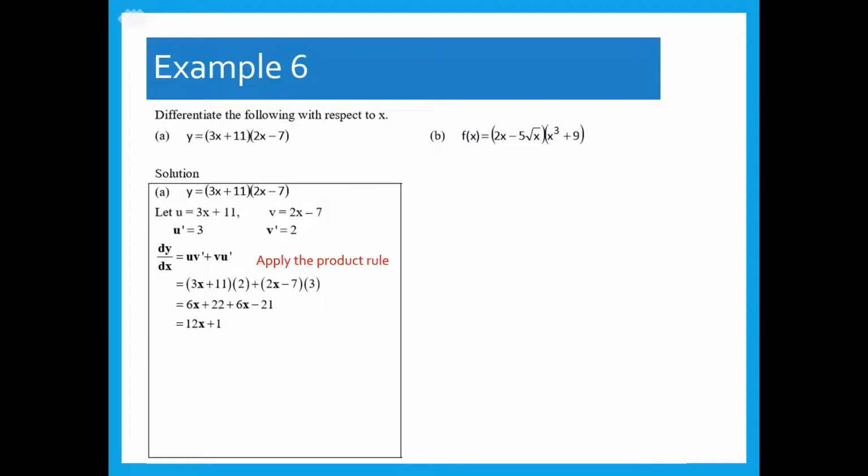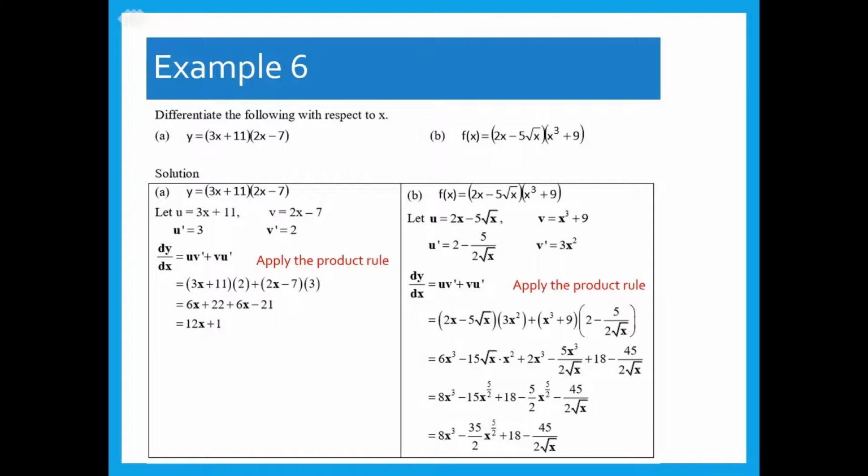Refer to example 6. To differentiate the function, you need to apply product rule. For a, by taking the first function as u and the second function as v, differentiate both u and v, you will get 3 and 2 respectively. Substitute into the formula of uv prime plus vu prime and simplify, you should get 12x plus 1 as the answer.